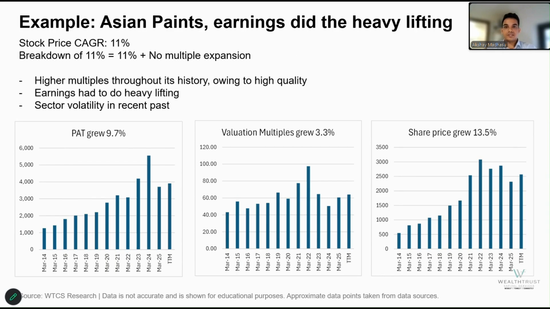The first example is Asian Paints, wherein the earnings did the heavy lifting. Over the past 10 years, the stock price has compounded by about 11-12%. If you break it down, much of that 11-12% is driven by growth in earnings. We also looked at the PAT over the past 10 years. It has roughly grown by about 10 to 11%. Interestingly, multiples have never expanded for the company. It used to trade at 40, 50 times earnings 10 years ago, and even today, it trades at the same multiples. This is the situation wherein the earnings did the heavy lifting, but there was no multiple expansion.